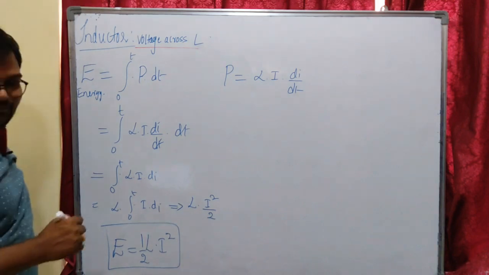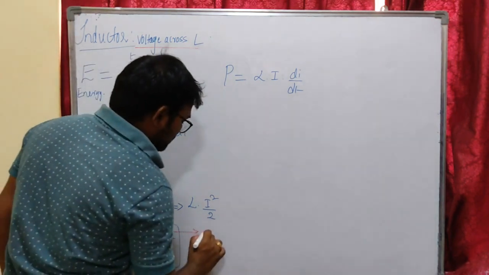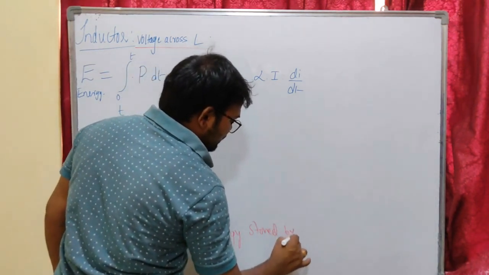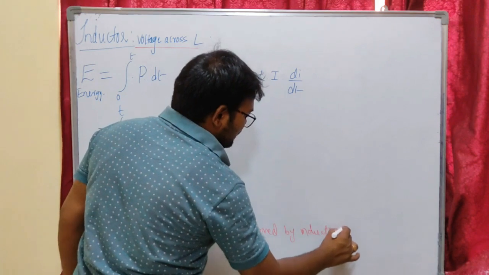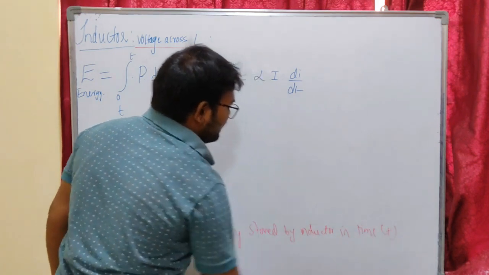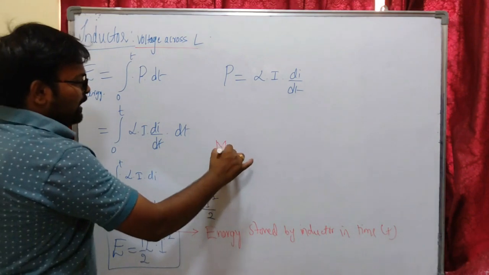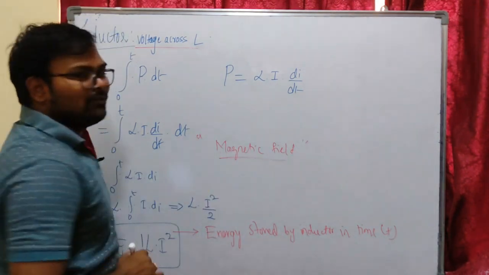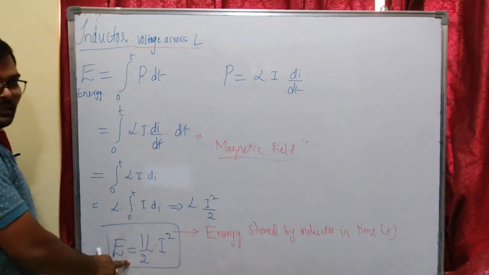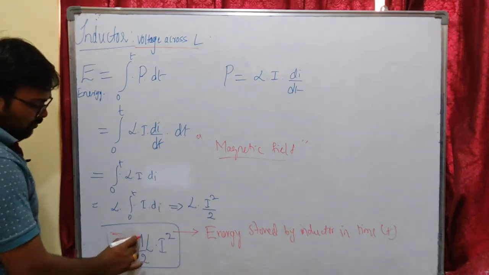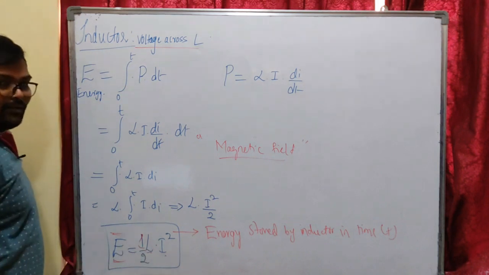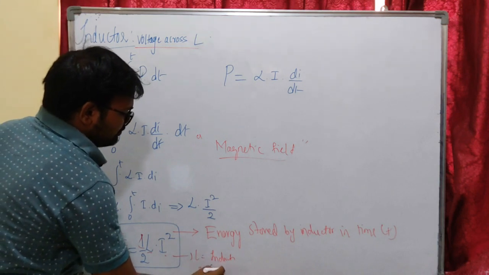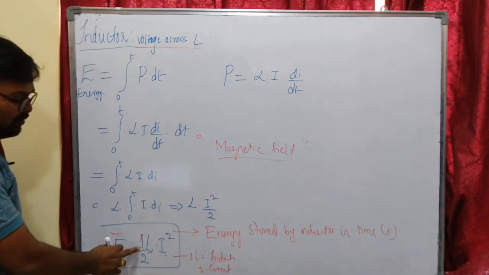This is the energy stored by the inductor, not consumed. In some time t, what is the energy stored by the inductor? It is stored in the form of a magnetic field. So how does an inductor store energy? In the form of a magnetic field. What is the magnetic field energy stored by the inductor? It is given as E equals 1 by 2 L I square, where L is inductance and I is current. The energy stored by an inductor is E equals half L I square.